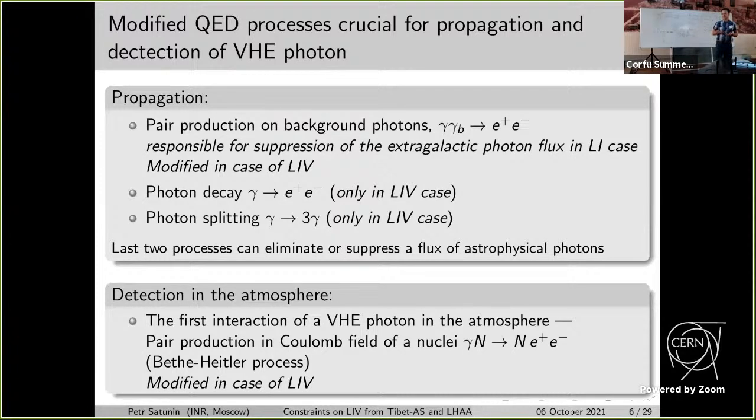The last two processes can suppress or exactly eliminate the flux of extragalactic photons at energies larger than a certain energy. Now we come to detection of photons in the atmosphere. The crucial process for detection is the pair production of a very high energy photon in the atmosphere, precisely in the Coulomb field of nuclei, for example, nuclei of atmospheric nitrogen. This is called the Bethe-Heitler process, and this process is also modified in case of LIV.